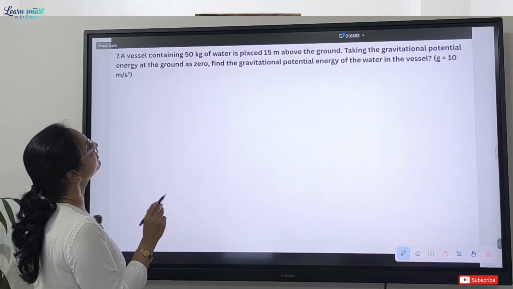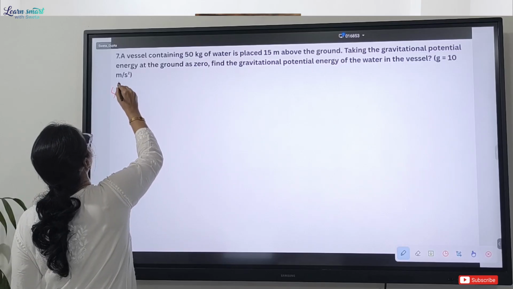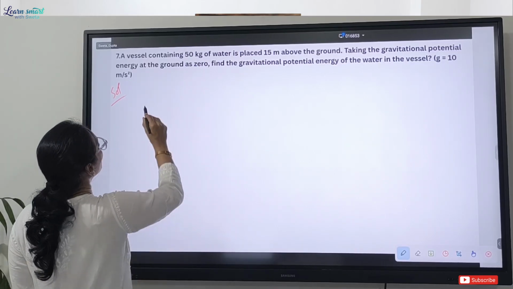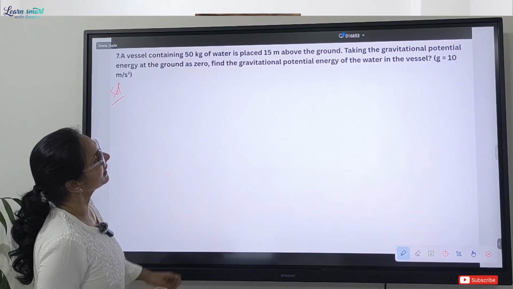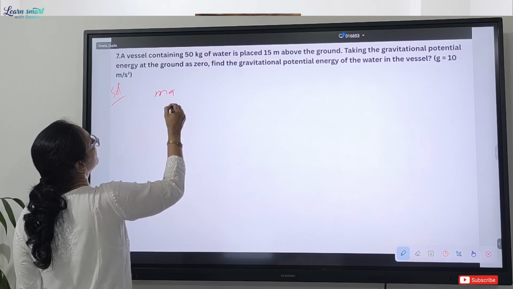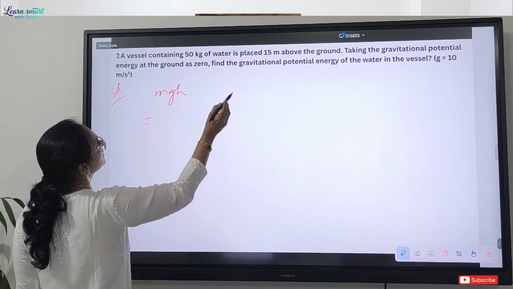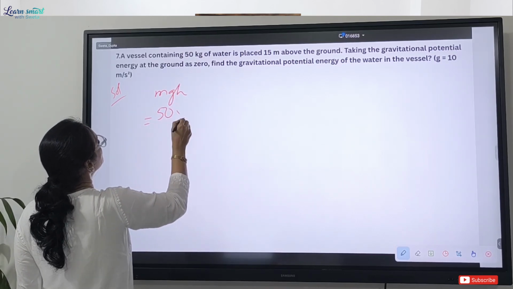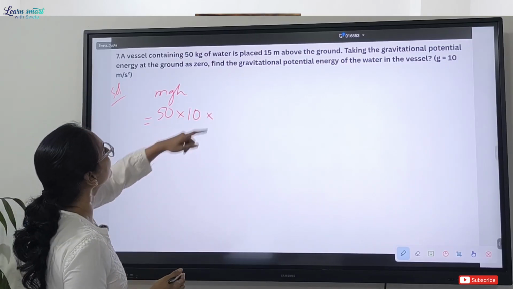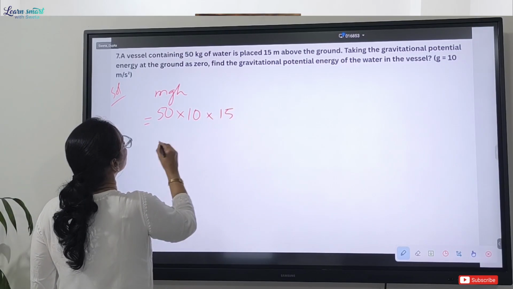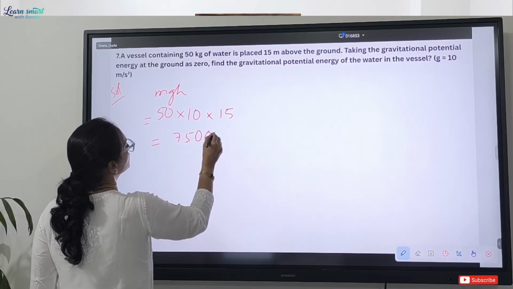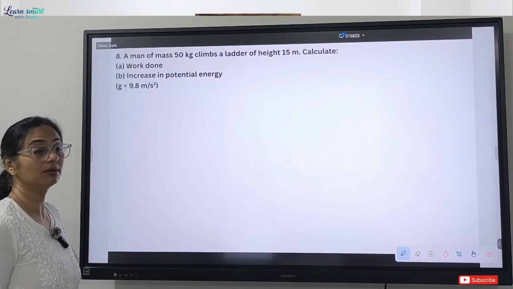A vessel containing 50 kg of water is placed 15 meter above the ground. Taking the gravitational potential energy at the ground as 0, find the gravitational potential energy of the water in the vessel. So simply we have to do mgh. M is how much? 50. G they have told to use 10. And height we have lifted it by 15 meter above the ground, 15. So what we will get? 15 into 5, 75 and the 2 zeros. So 7500 joules.